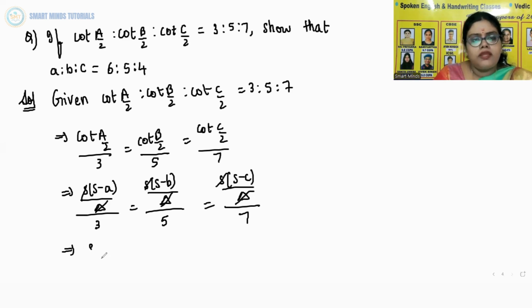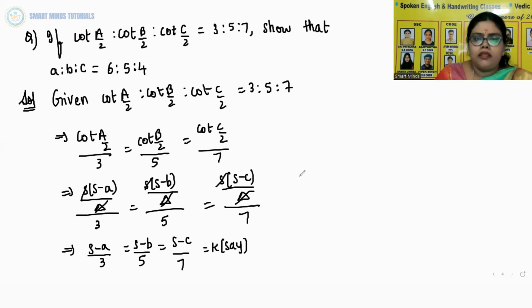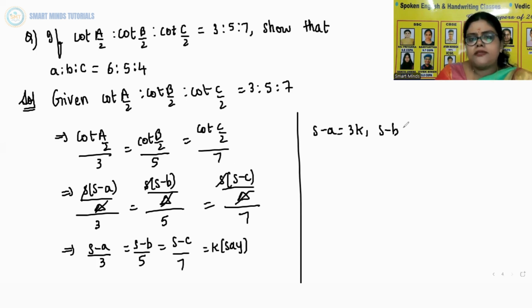So you have (s-a)/3 = (s-b)/5 = (s-c)/7, that is equal to K, let us say. So from here we can write s-a = 3K, s-b = 5K, s-c = 7K. This is equation number 1, this is equation number 2, this is equation number 3.